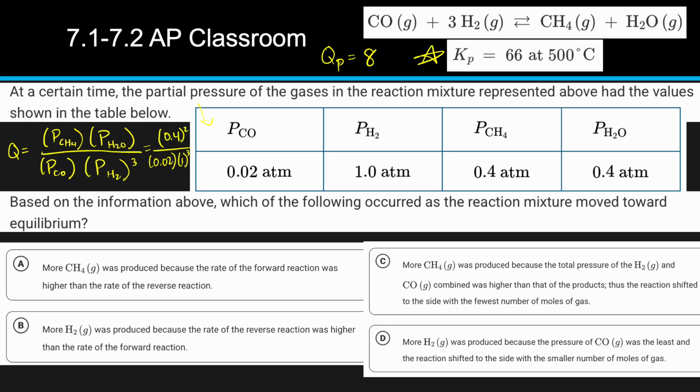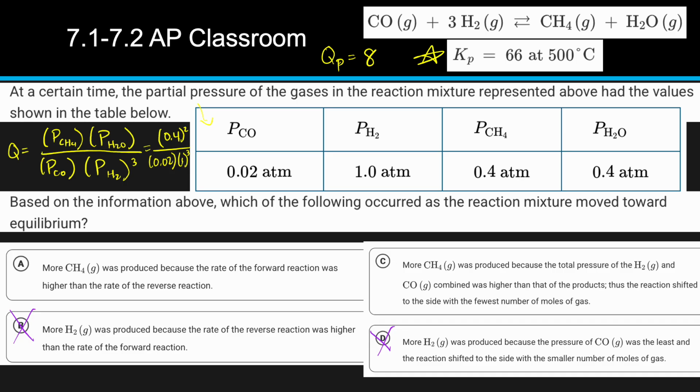So looking at these answer choices, that means we can automatically cancel out option B and option D because it said more H2 was produced. Well, that is false because we're moving to the right, which means we're increasing the amount of CH4 and H2O, and we're decreasing the amount of CO and H2.